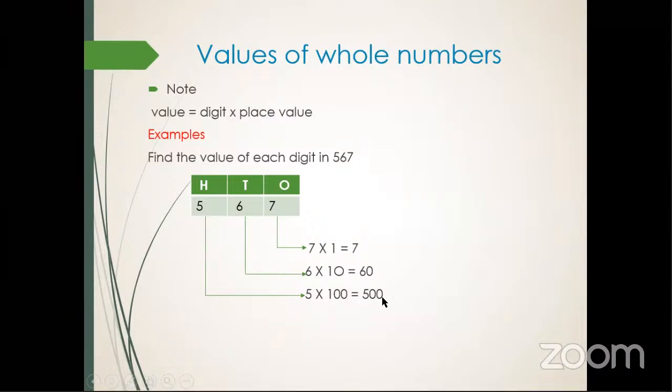100. And how do we read this one here? Who can read it for us? 500. 500. Wonderful. Thank you so much. So that's how we can get the value of each digit.